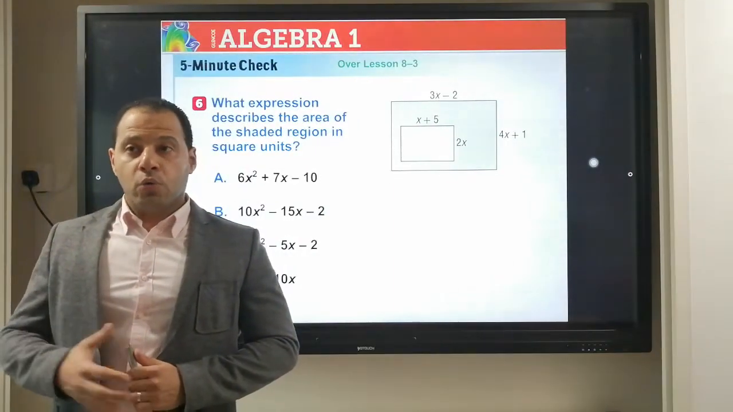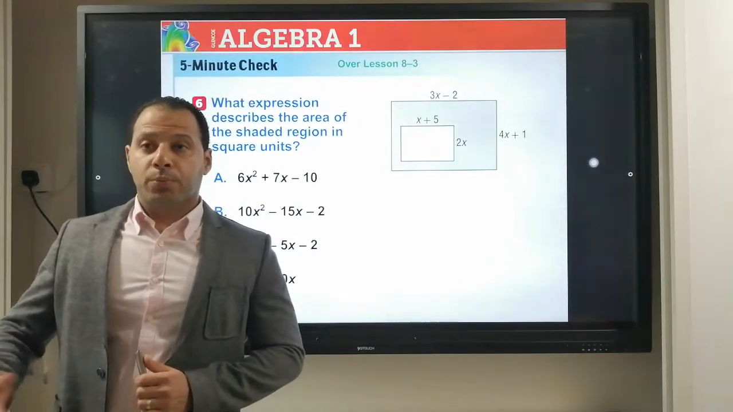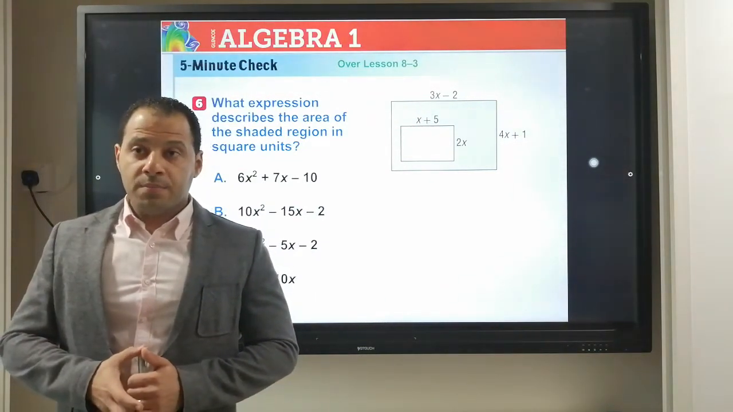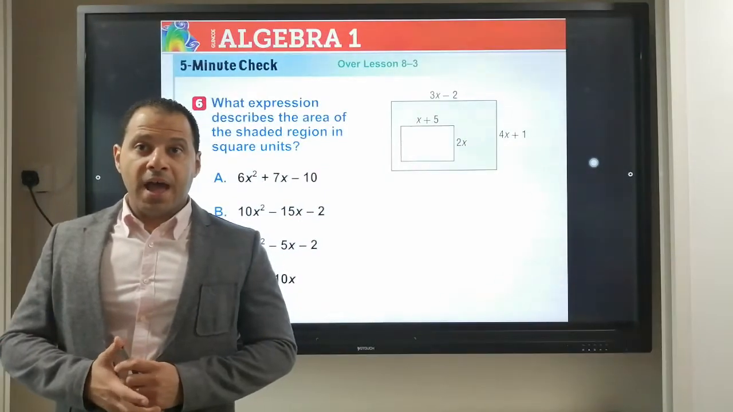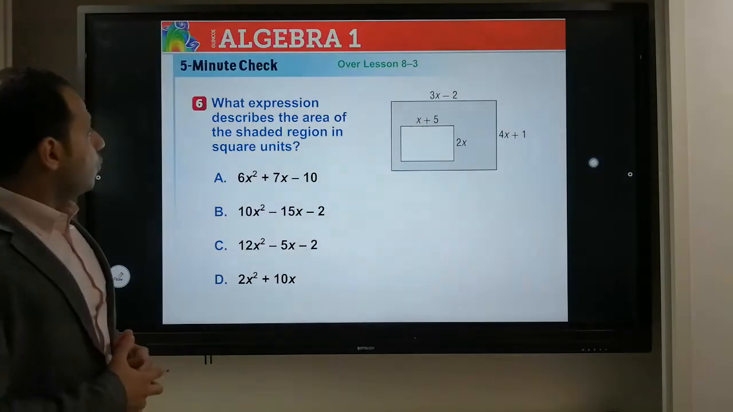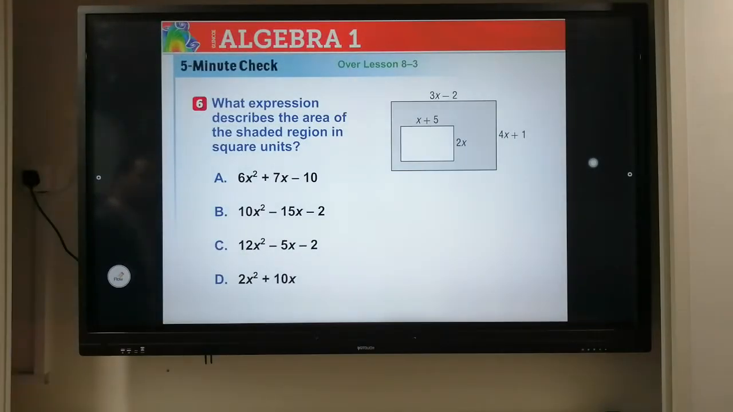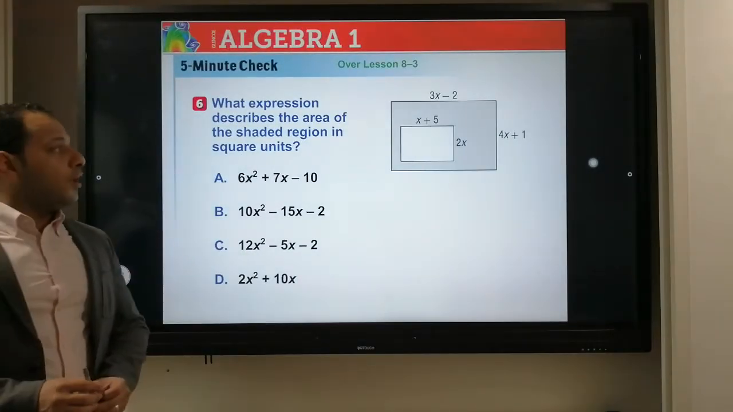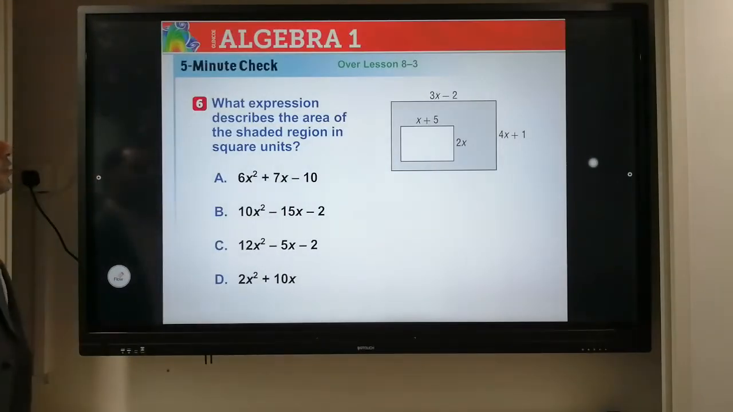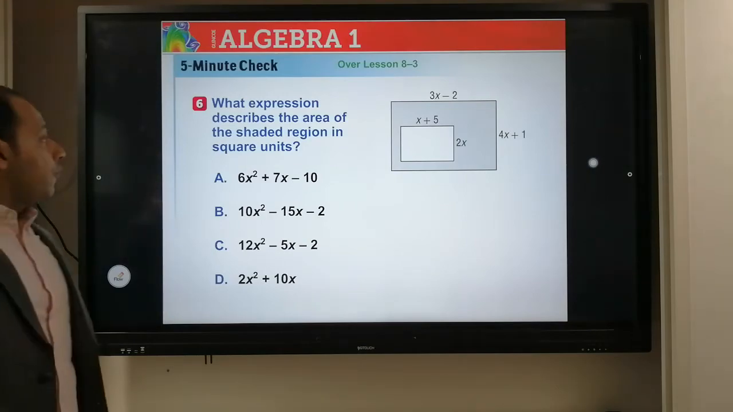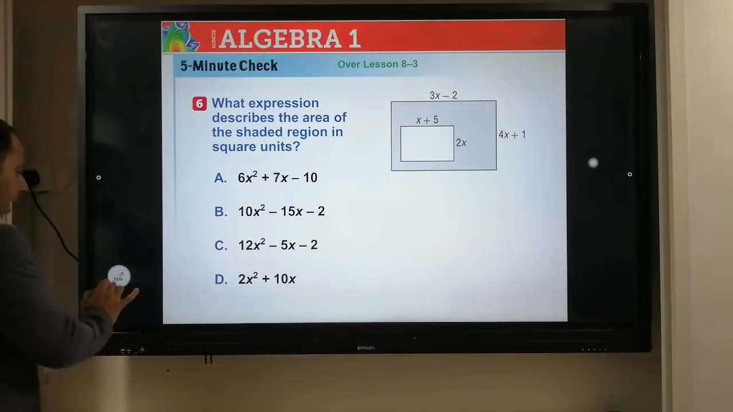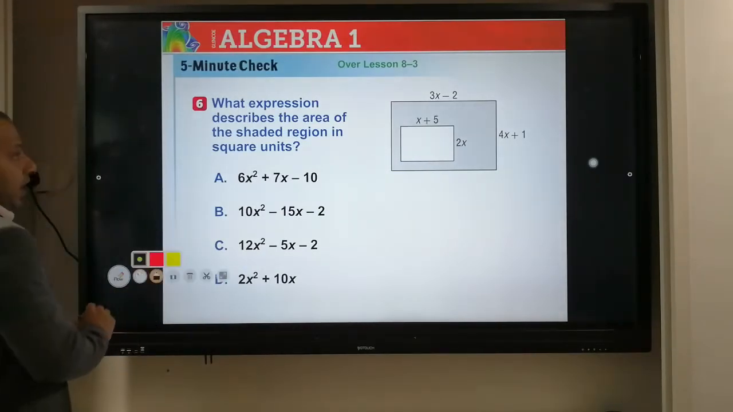Today we complete talking about how to multiply. But if we have some special cases, how can we deal with these cases? Start with me on this example, which collects all the information about the previous lesson. What is the expression that describes the area of the shaded region in square units? I need to find the area of the shaded region.